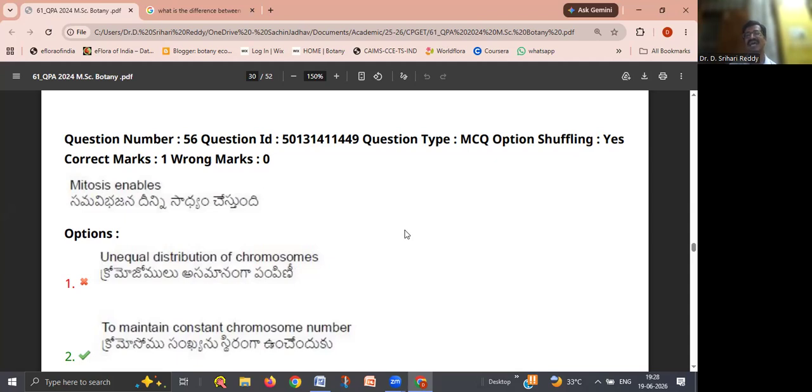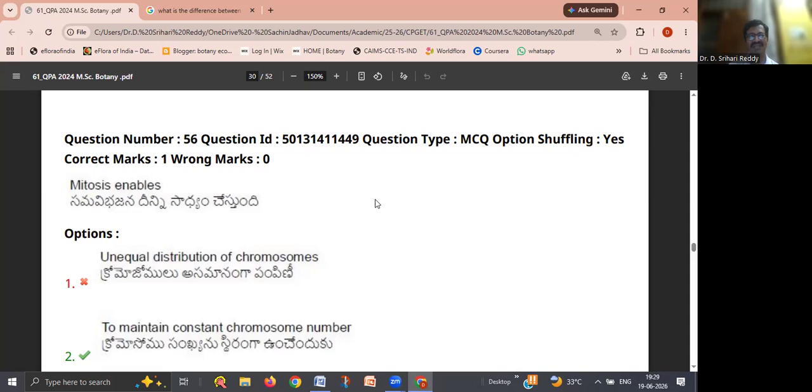But in case of the angiosperms, meiosis occurs in the microspore or megaspore mother cells, MMC. So meiosis occurs only in the diploid cells, that too in the reproductive cells. But mitosis occurs either in the haploid cells or in the diploid cells, in both. So we usually see mitosis in the vegetative cells or the somatic cells.